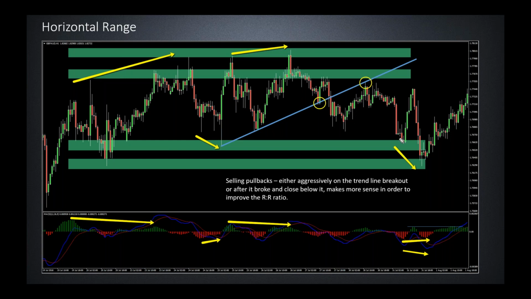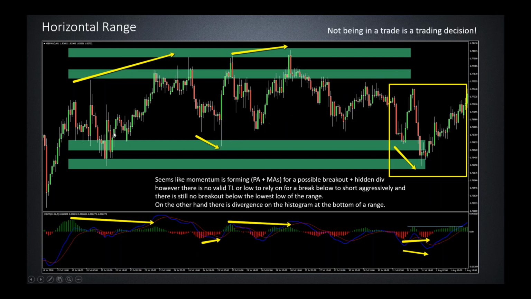Now let's check out this example. Let's see what we have there. Next screenshot, guys. Seems like momentum is forming. Price action plus MAs start to create the move down. Now this seems like, okay, we might be breaking, right? However, there is divergence on the histogram, and this is a warning sign.